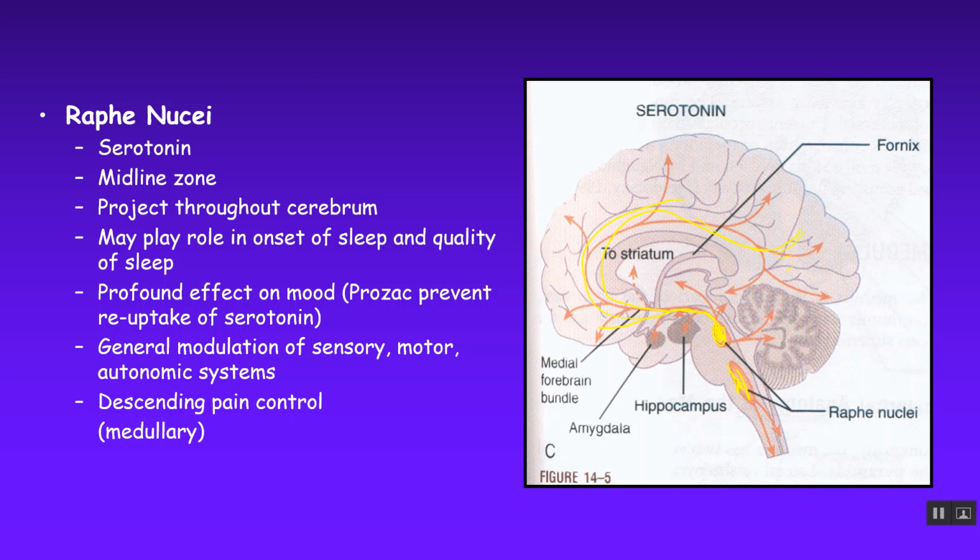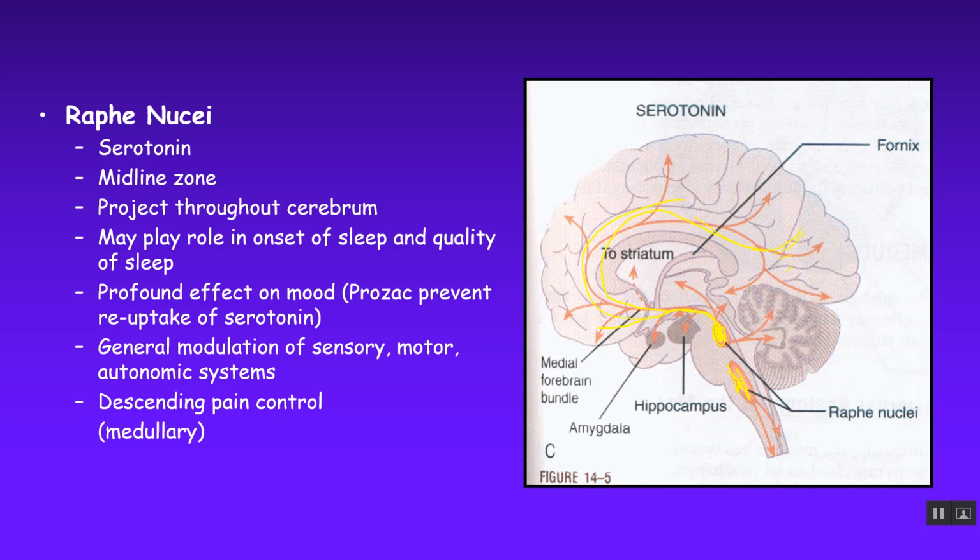Okay, and they may play a role in the onset of sleep, quality of sleep. They play a role in mood modulation, profound effect on mood. They generally modulate overall sensory, motor, and autonomic systems. They just play a modulatory role, ramping them up or down, depending on the situation, depending on the task, and how you're responding to it, and your social, emotional influences over those things. So the raphe nuclei play a role in that.